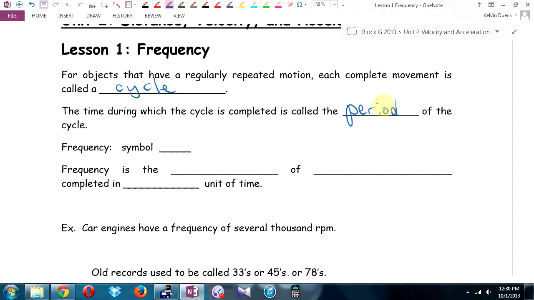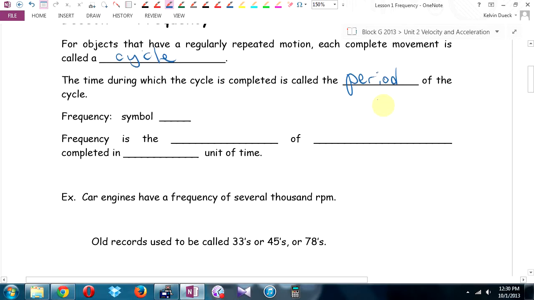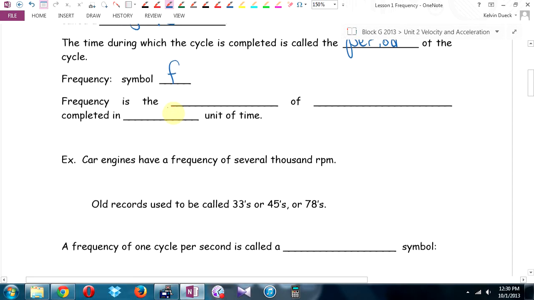A bungee jumper sort of has a period, except it gets shorter and shorter, so it's not officially regularly repeated, so we wouldn't quite call that periodic motion. It's called harmonic motion. Okay? Something called the frequency. Symbol for frequency, lowercase f. Most of the time, we'll pick clever, intelligent letters that match the words as symbols. Okay?